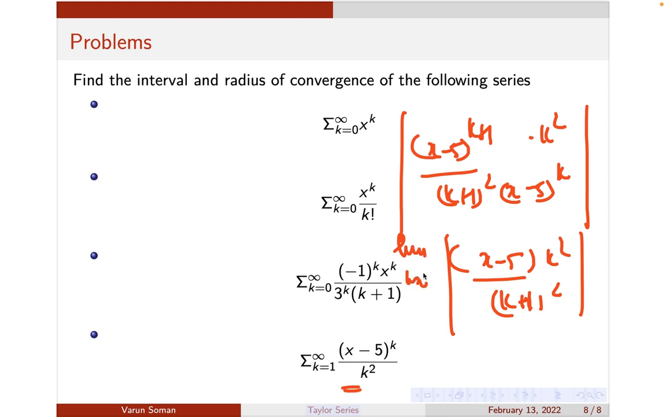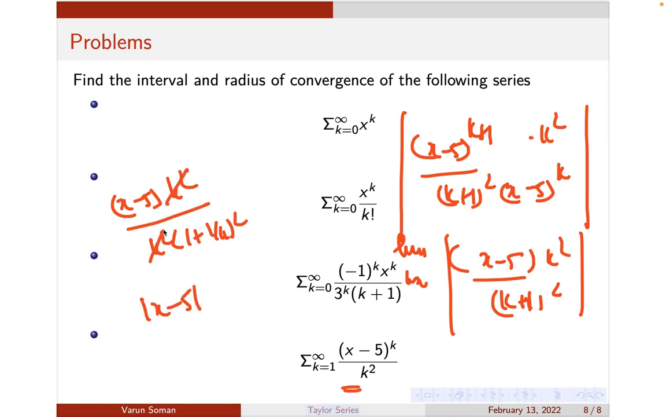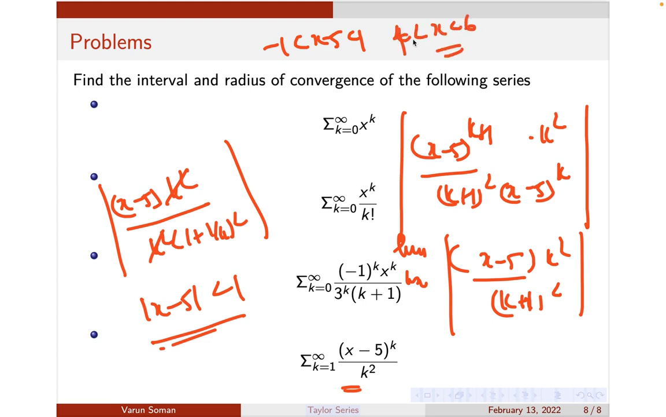When limit k tends to infinity, this will simply become (x minus 5) into k square divided by k square into (1 plus 1 by k) the whole square. So when k goes to infinity, this 1 by k will go to 0, and this quantity will become simply modulus of x minus 5. You know that this series will converge if mod x minus 5 is less than 1. That means your interval of convergence is, if you write it clearly, minus 1 less than x minus 5 less than 1, or 4 less than x less than 6.